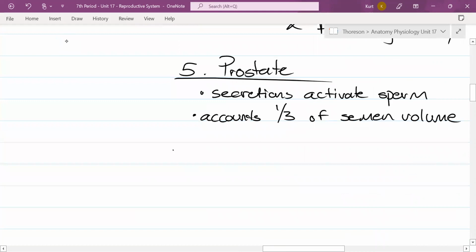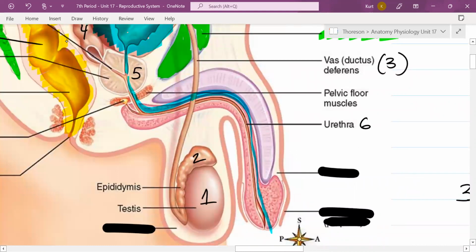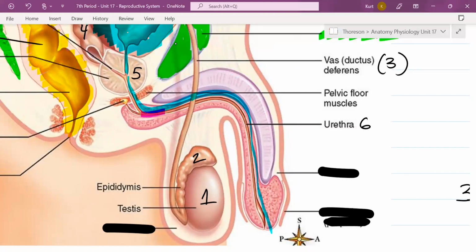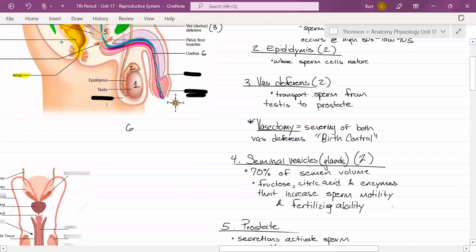Okay, number 6. We're almost done. We have 6 minutes. Next is going to be the urethra. All of this. So we'll say the urethra is number 6. The urethra transports semen and urine out of the body.